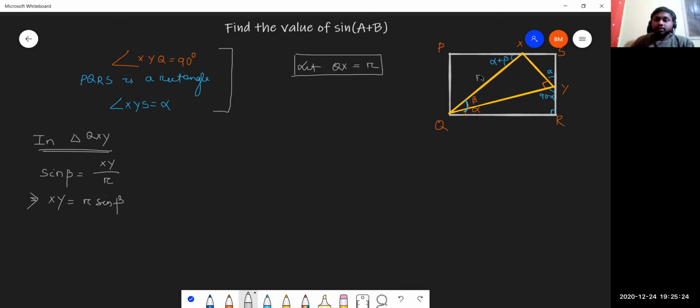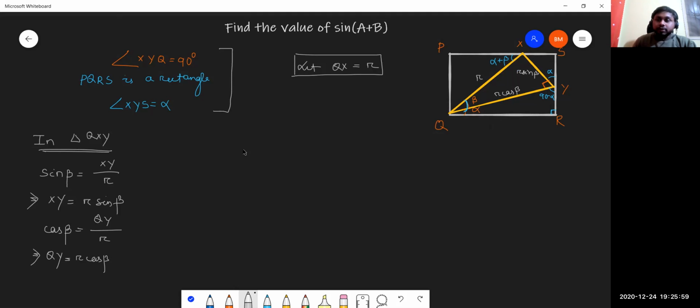So if this one is r here, the xy length I can write down as r sine beta. And in the same way, if I consider cos beta here, it will be qy over r, and the qy length will be r times cos beta. So here in place of qy, I'm writing r cos beta. So this is for triangle qxy.